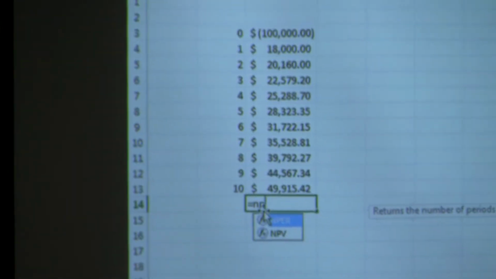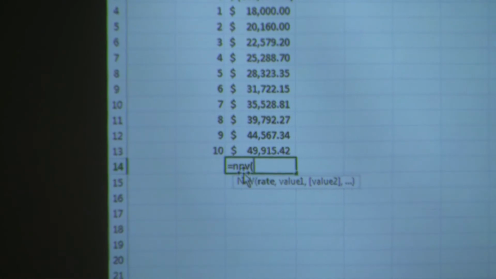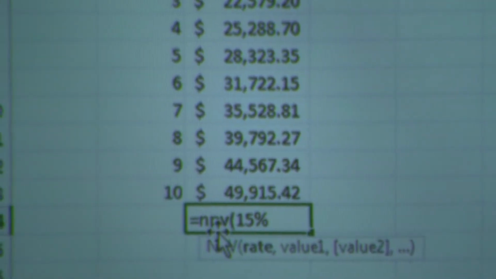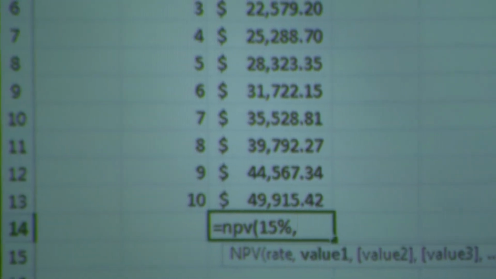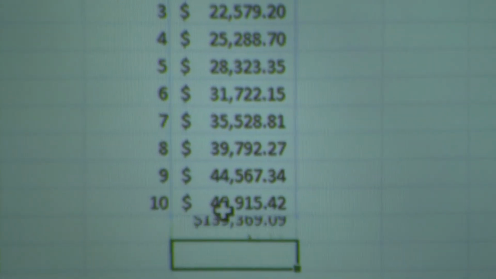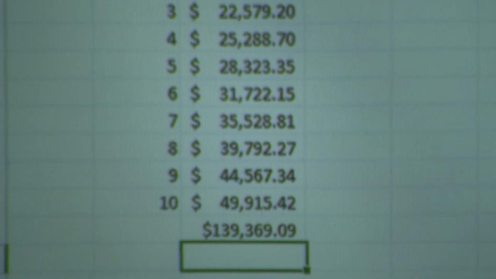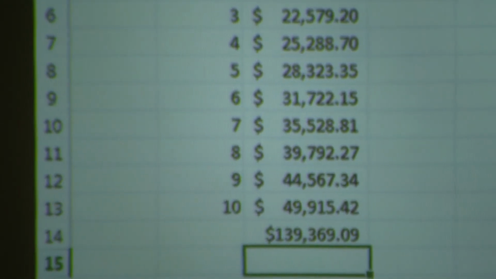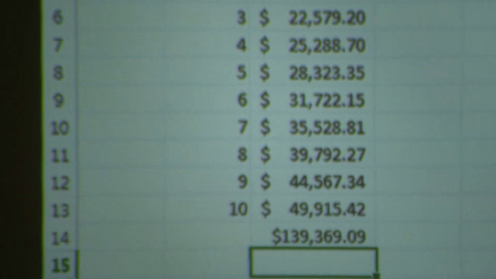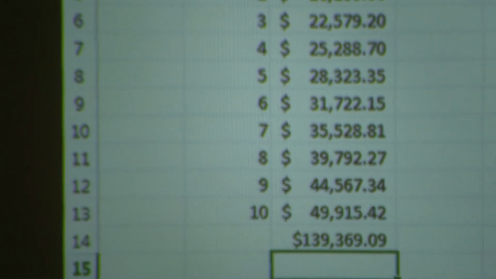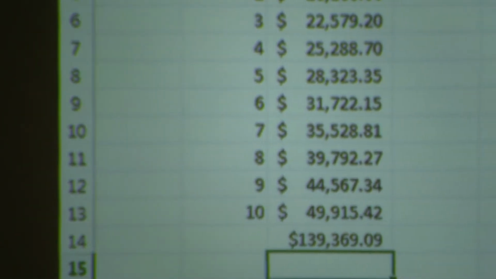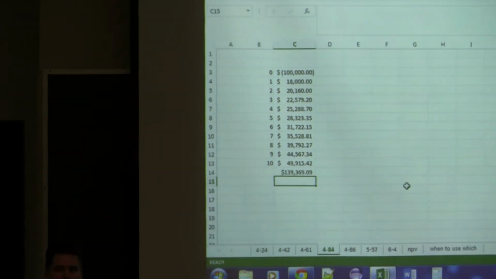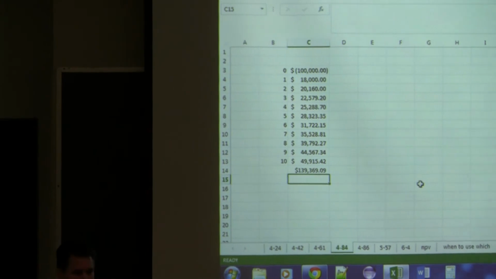Net present value equals NPV. It needs a rate. The problem said it was 15%. And it needs a series of values. That was it. That's my present value. I'm done. Is 139,000 greater than 100,000? Is it a good idea? Should we spend this $100,000?